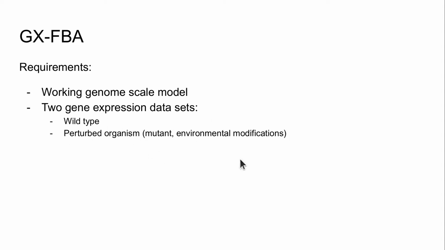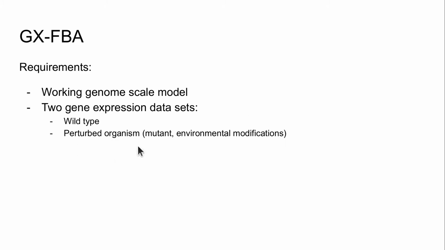The second gene expression data set we're going to need is something that corresponds to a perturbation in our organism. Either we can have a mutant and we'll look at the gene expression of the remaining genes that haven't been mutated, or we might have some sort of environmental modification. The most natural would be something like a modified nutrient environment, but you could also want to investigate how the cell reacts to heat shock or some sort of toxic environment. That would also be a relevant case.